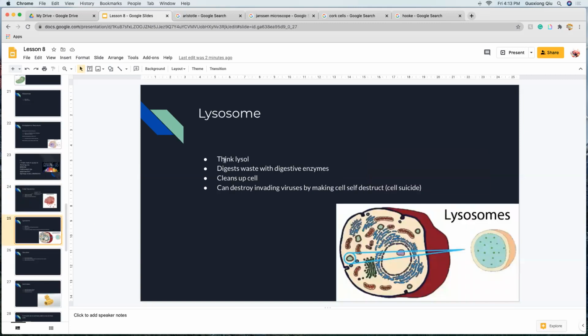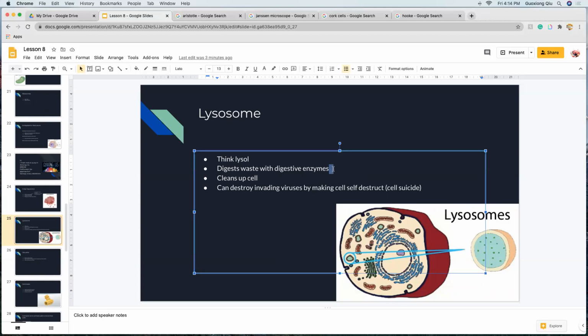Lysosome. So think of it as like Lysol, since it digests wastes within the cell with digestive enzymes. So here we have the cell, and this thing, it's a lysosome. It cleans up the cell by digesting waste, and it can destroy invading viruses by making the cell self-destruct, also known as cell suicide. But usually the role of lysosome is just to digest waste.